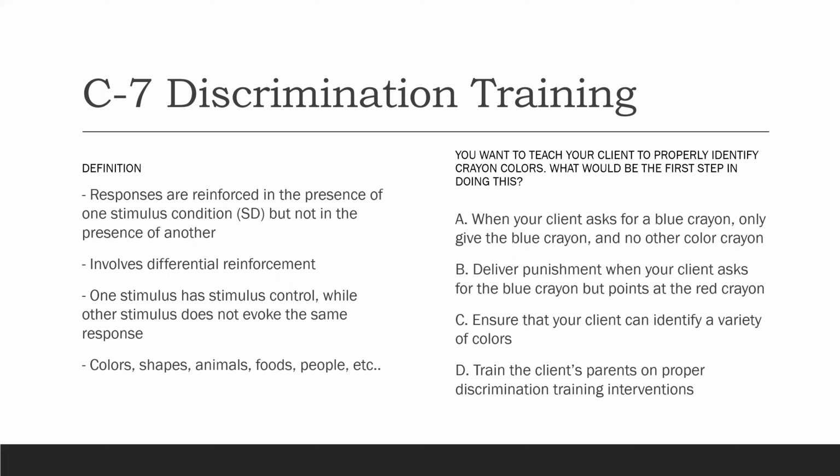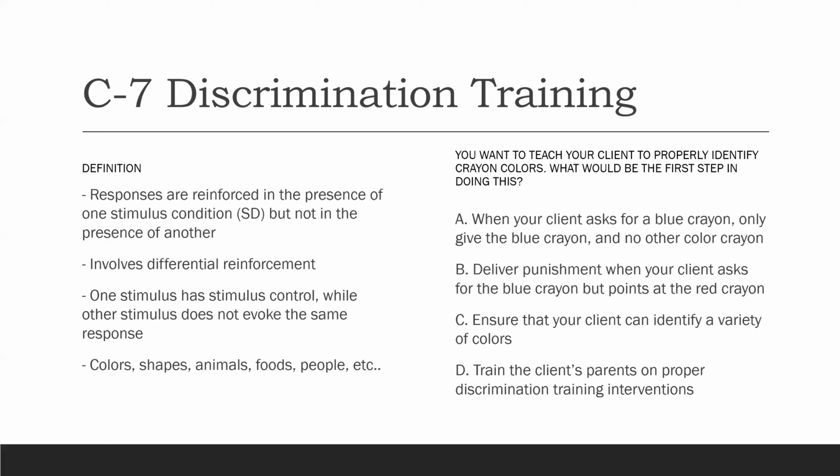Another question: you want to teach your client to properly identify crayon colors. What would be the first step in doing this? This question is asking you, where do you start in discrimination training? What do you need to know first? Is it A, when your client asks for a blue crayon, only give the blue crayon and no other color crayon? Yes, that is part of it, but is that the first step? Not quite. There's something you need to do before you can start training what you're trying to discriminate.